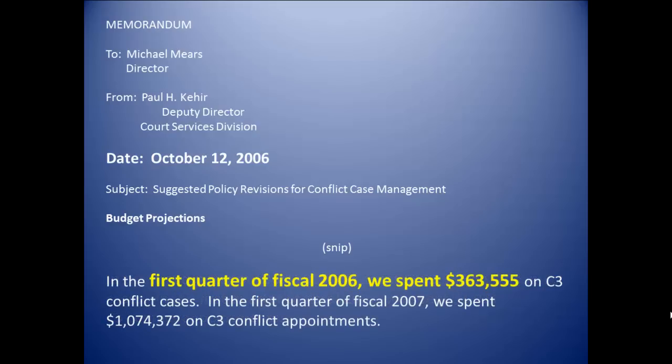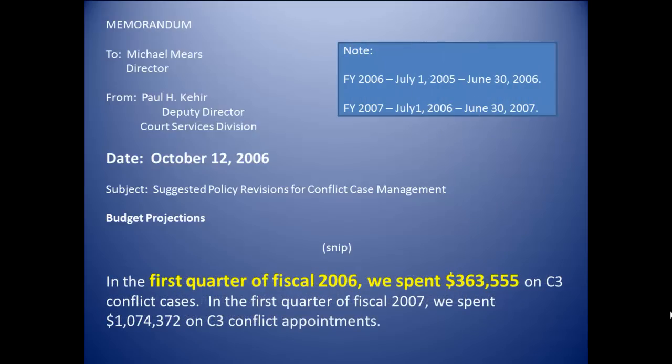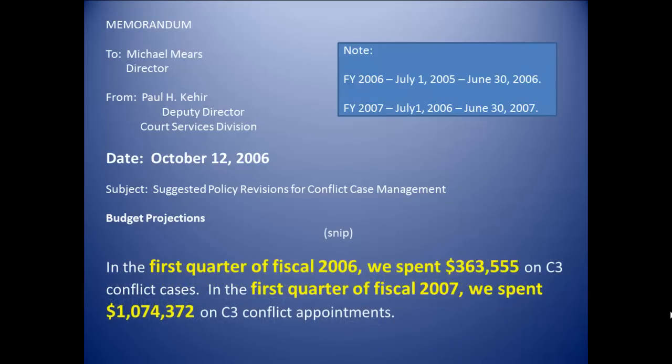In the first 3 months of fiscal year 2006, which was July, August, and September of 2005, 6 months into their existence, they'd spent nearly $400,000 on conflicts. Then, a year later, during July, August, and September of 2006, they spent more than 2.5 times that much.